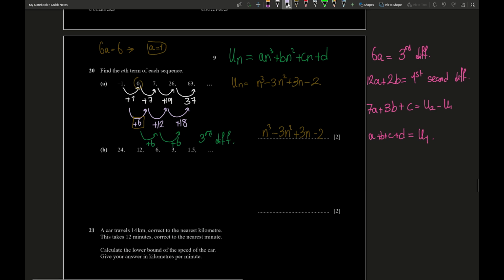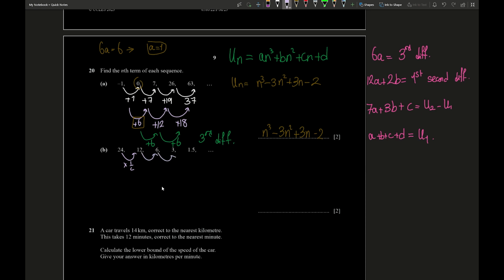Okay. In part B, we have another sequence, which is 24, 12, 6, 3, 1.5, and so on. As you can see, there's an obvious pattern. Each term we're multiplying by half. So from 24 to 12, we're multiplying by half. From 12 to 6, that's 12 times 1 over 2, and so on.